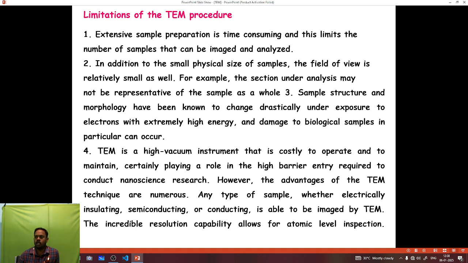While doing analysis, we focus only on a particular area of the sample. That will give you some idea about the sample, for example, size and shape, crystalline property, and the elements present in the sample. This kind of information we get by analyzing the particular area of the sample, and we cannot predict the property of the whole sample using that information. Using the camera, we are focusing on the particular area, so that information may not be applicable for other portions of the sample. This is the main drawback. Also, it is a high vacuum instrument, and it is very costly to operate and to maintain.